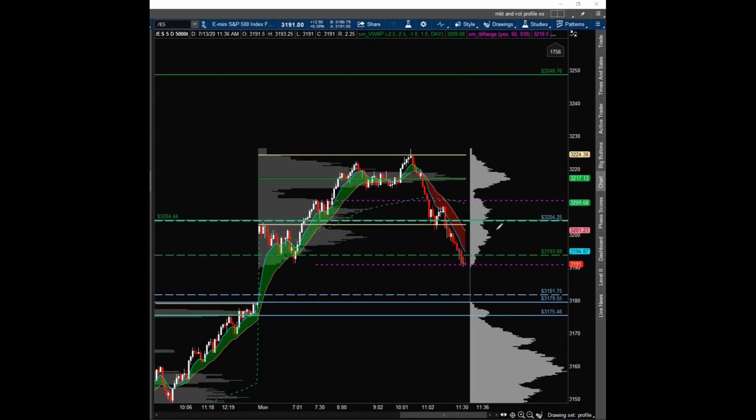All right, it came down to the IB low here on the volume profile. It took out the prior point of control here. So we'll see if we get a bounce back into this developing value area low, or if it would come down and tag this overnight low here.